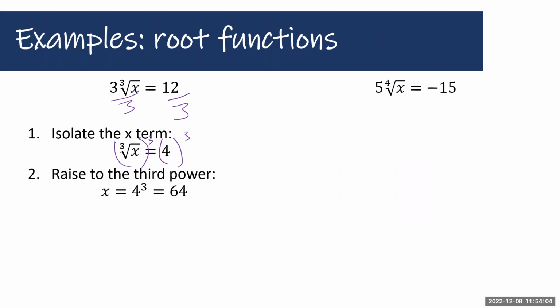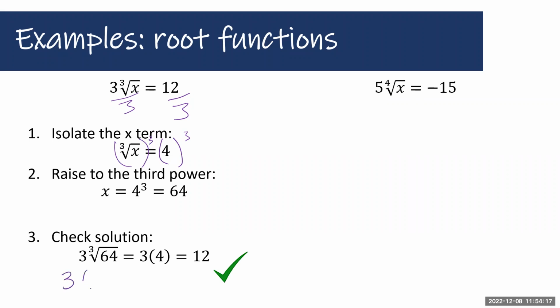Now remember, it's always good to go back and check our answer. When we go back and check our answer, we get that 3 times the cube root of 64 is indeed 12. Remember, in your calculator, you could type 3 times 64 to the 1/3, and that'll still give you 12. Okay? Now take a moment and pause and work out this example.